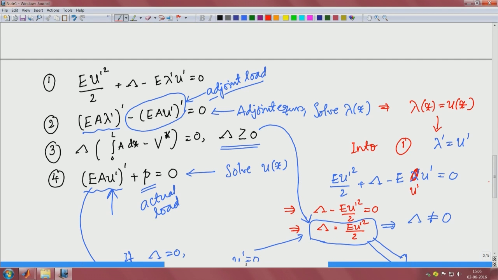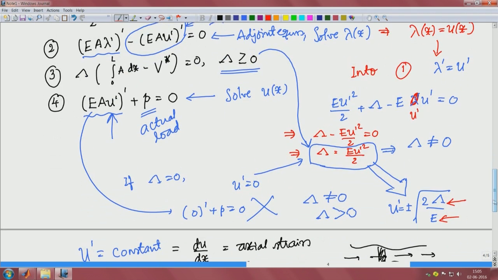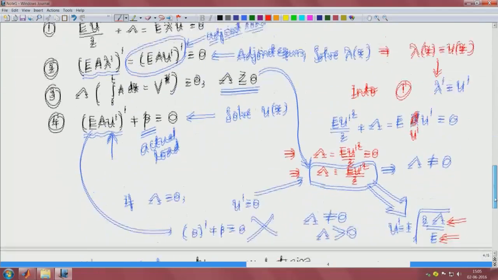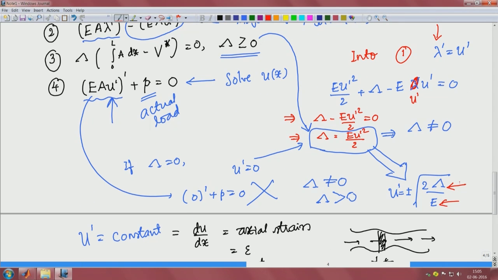Now we have solved lambda equal to u already, and u itself can be solved by solving the governing equation. Now we have also found that a dx minus v star has to be active, meaning that that should be equal to 0. So lambda is greater than 0. We know what lambda is, and lambda is plus or minus square root of 2 lambda by e. We have done everything. Now we need to solve, right? We can solve because we know u prime, which is over here, right? We substitute that into this equation, then we will be able to solve a.